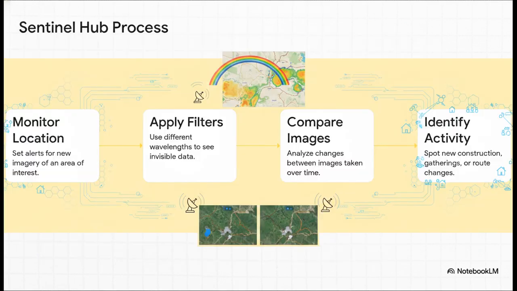And this is where it gets really clever. A good investigator isn't just looking at the pretty picture. No, they use special filters to see in different wavelengths of light. This can reveal stuff that's totally invisible to our eyes, things like the health of crops, hidden water sources, or even heat signatures. And by comparing images taken just days apart, they can spot new construction that just popped up or see how traffic patterns have changed. It's basically digital forensics, but on a planetary scale.